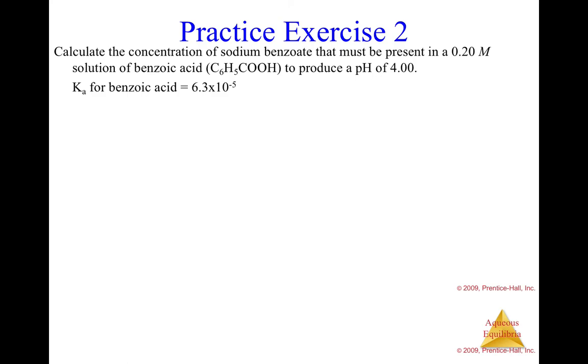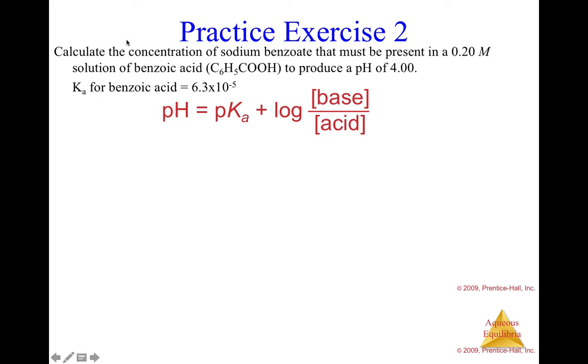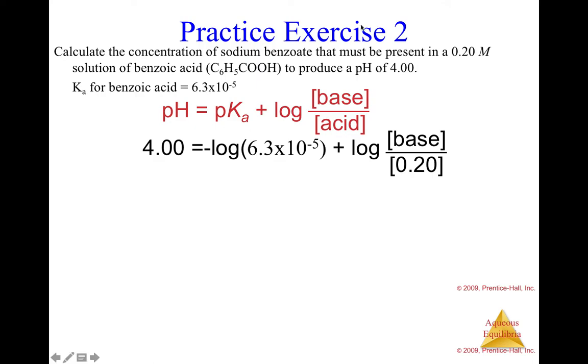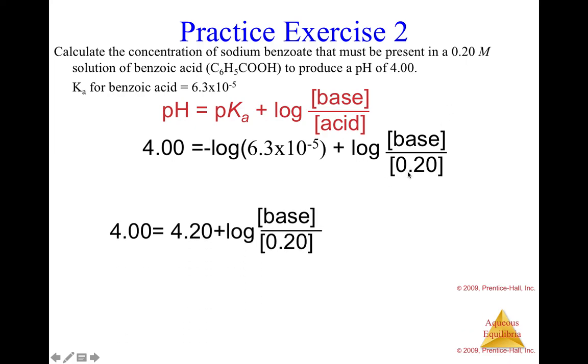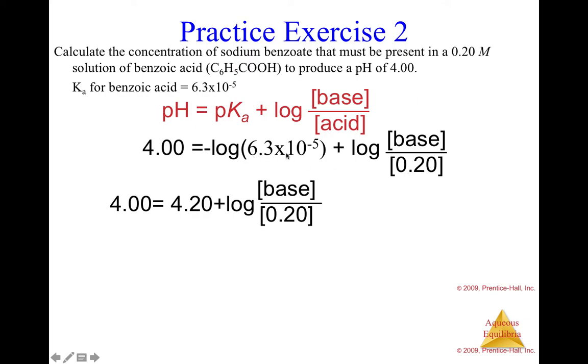Okay, so hopefully you took the time to go over this practice problem on your own, and I'll walk you through it to make sure you got the correct answer. We're using our HH equation because I've got a weak acid and its conjugate base. This time I'm given the pH of 4. I have a Ka, so I can solve for a pKa using the negative log, plus the log of base, which is what we're trying to solve for, our sodium benzoate, over the acid molarity of 0.20 molar. Working through the algebra, the negative log of the Ka is our pKa, and I got 4.20.